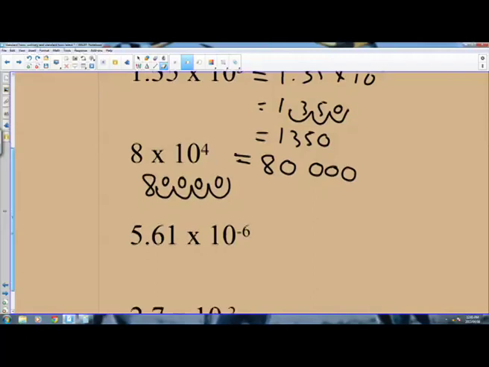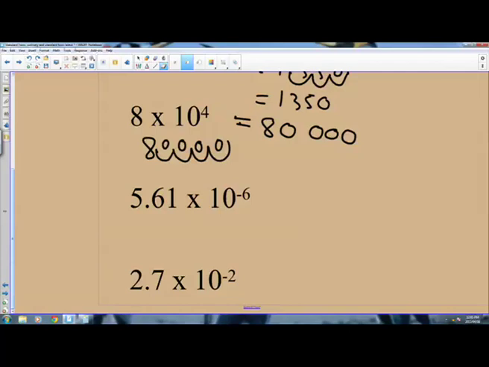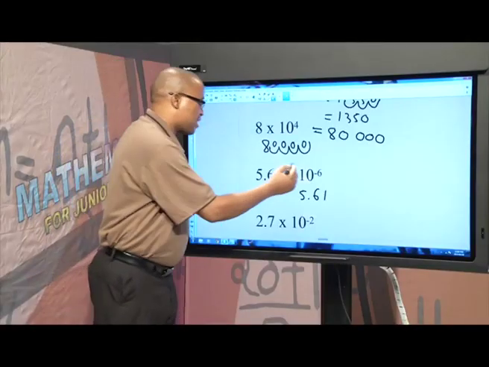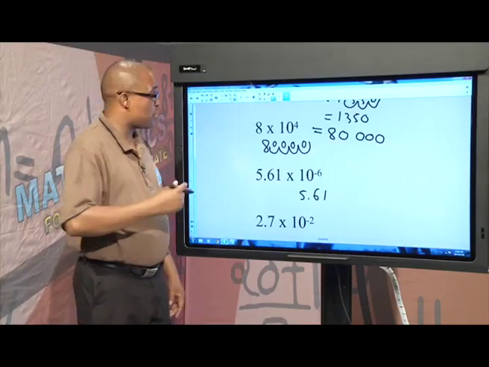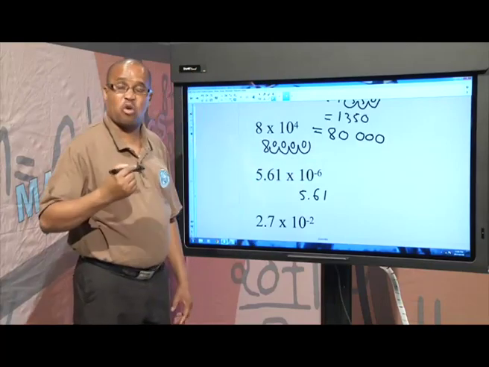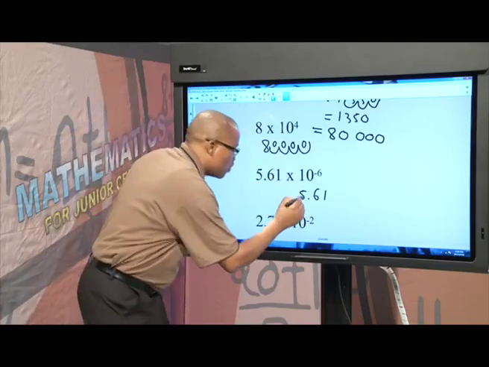And then let us have a situation where the power of 10 is a negative number now, and we are to change 5.61 times 10 to the power negative 6 into an ordinary number. So this will be 5.61. The point is here, and then the power is negative. It's negative 6. Now, because the power is negative, this is simply saying move your point to the left. So instead of moving it to the right, you are going to move it to the left because the power is now negative.